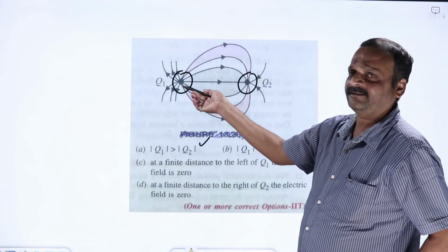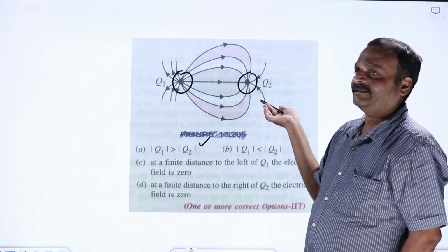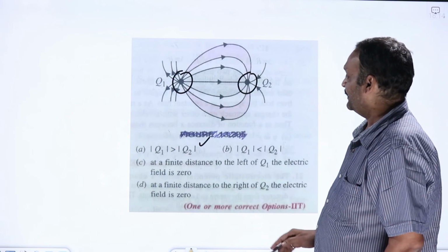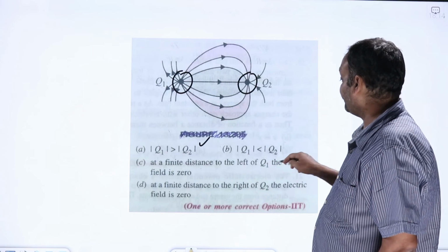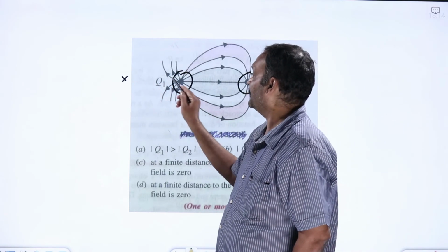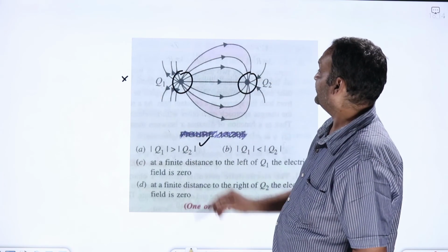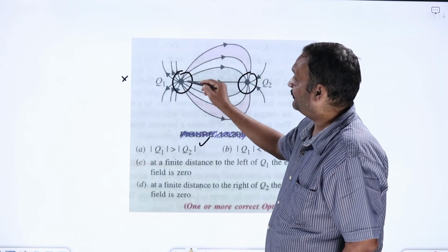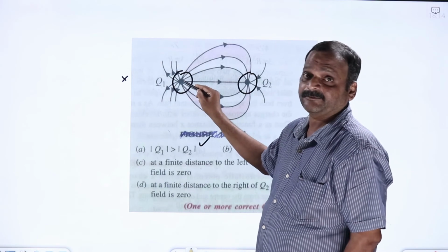How do I know that? There are more lines of force here, and fewer lines of force seen here. Simple. Okay, next one: at a finite distance to the left of Q1, the electric field is 0. That means at some point to the left of Q1. Now look here. Lines of force are coming out of this charge, which means this charge must be positive.